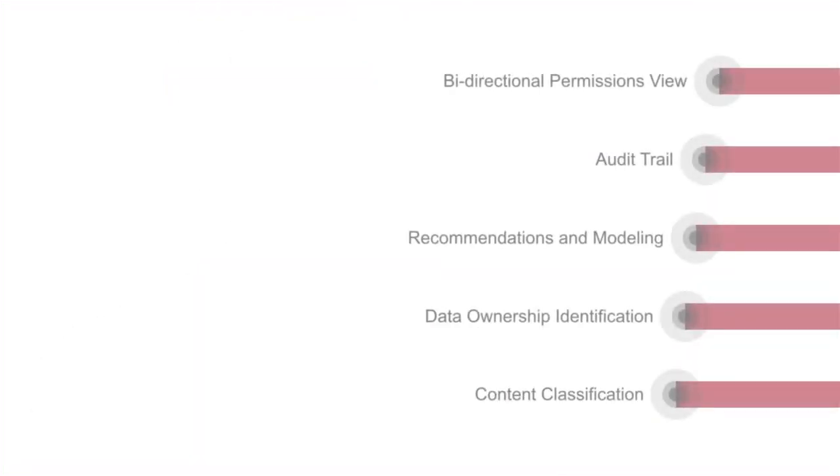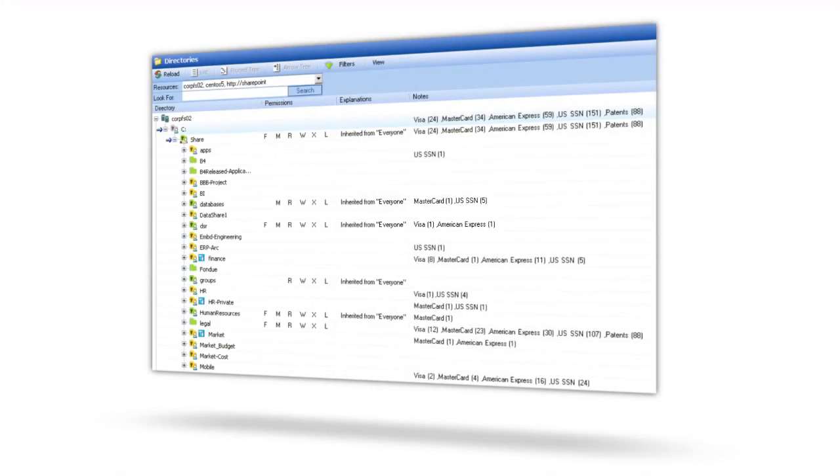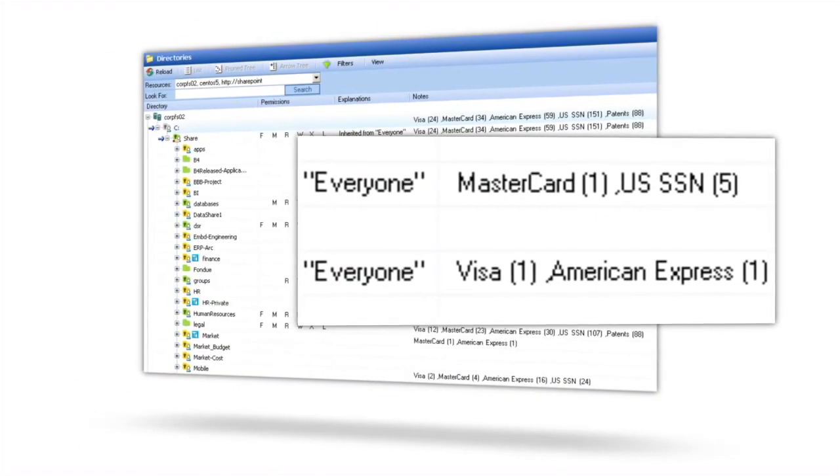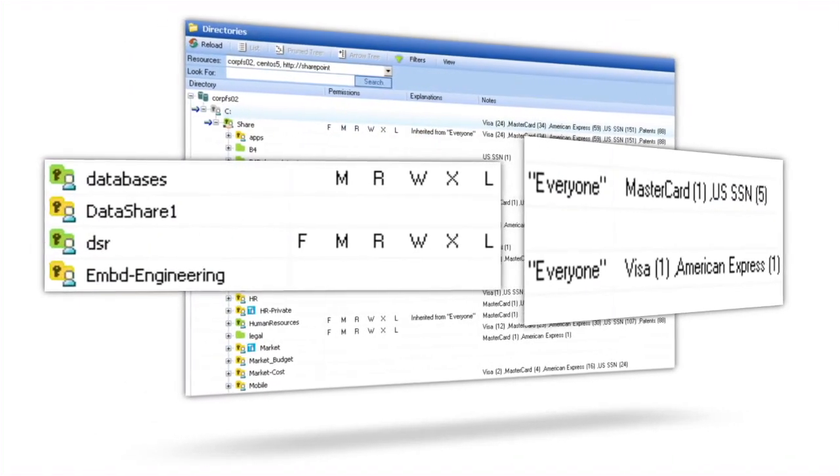The 5th core piece of functionality in DatAdvantage comes from our data classification framework, where we can display information about which files contain sensitive content, like credit card numbers or social security numbers, right alongside our other metadata. DatAdvantage provides these 5 core pieces of functionality for Windows servers, Unix servers, NAS devices, and SharePoint devices.